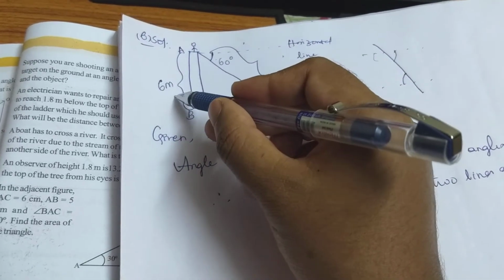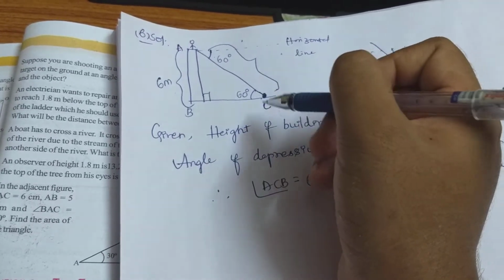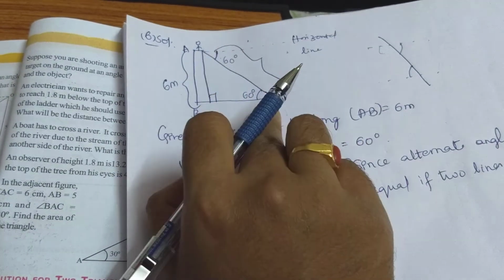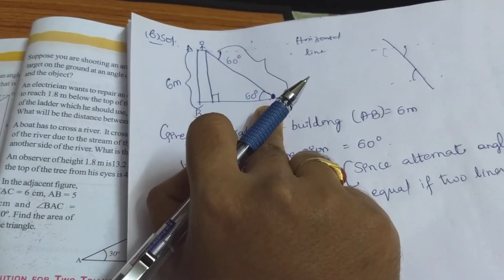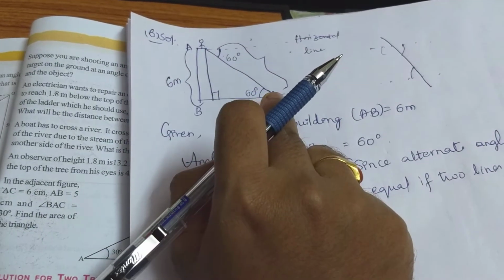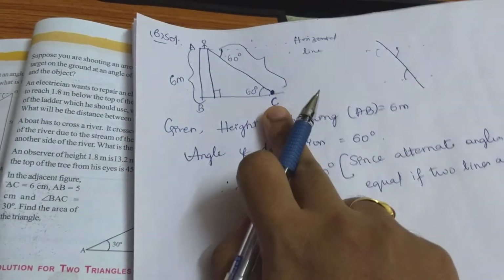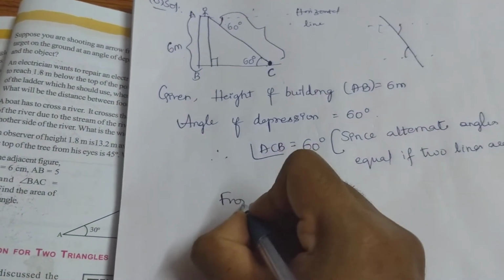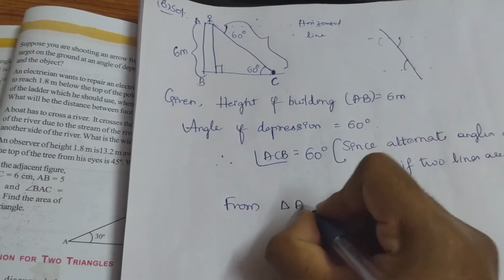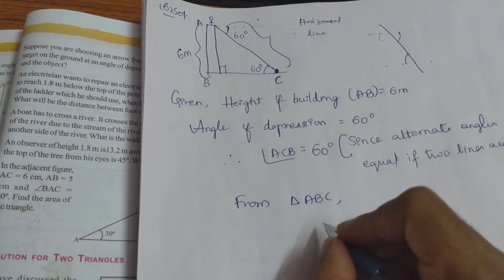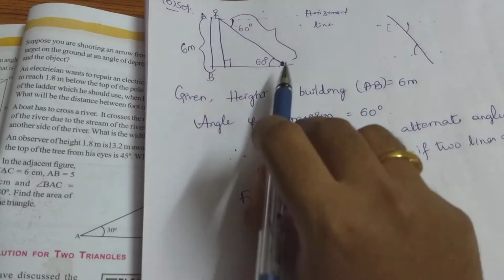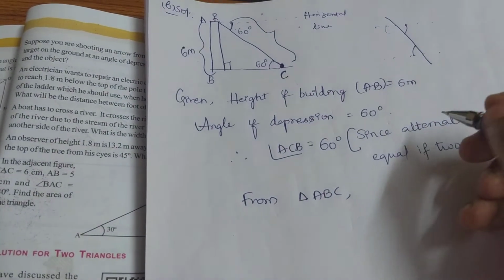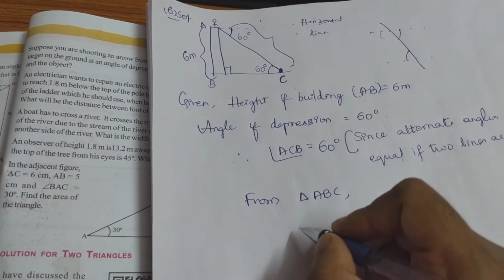Since you know one of its sides and one of its angles, it's easy to find the other two sides. But here we need to find only the side AC. That is the distance between the person shooting and the target on the ground. So from triangle ABC, we have to find only the length of AC. From triangle ABC, how to find it? Using the trigonometric ratios.